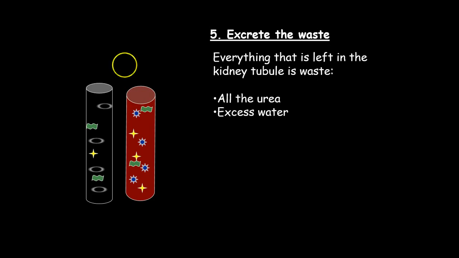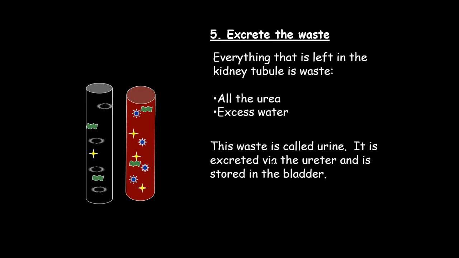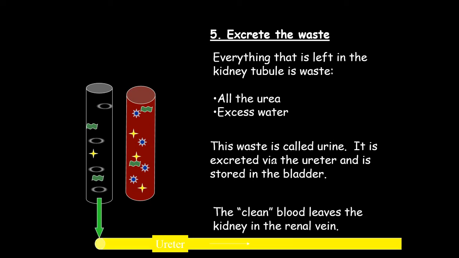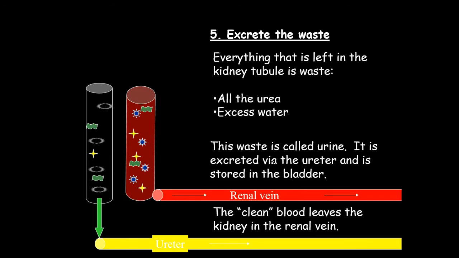So after it takes out the ions, the glucose, and whatever water is needed in order to balance things out, your body excretes the waste. Everything that's left in the kidney tubule is waste, so that would include all the urea and any excess water. This waste is what we call the urine, and it's excreted via the ureter and stored in the bladder. And then, of course, you pee it out. Clean blood leaves the kidney through the renal vein and goes back to circulate through your body.